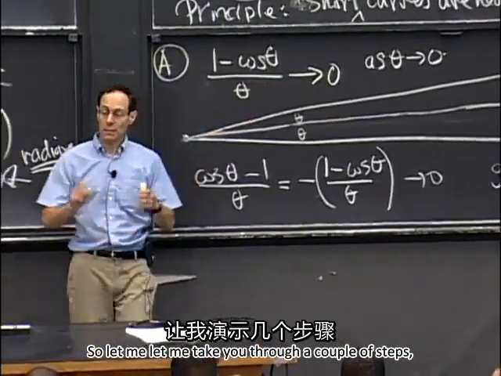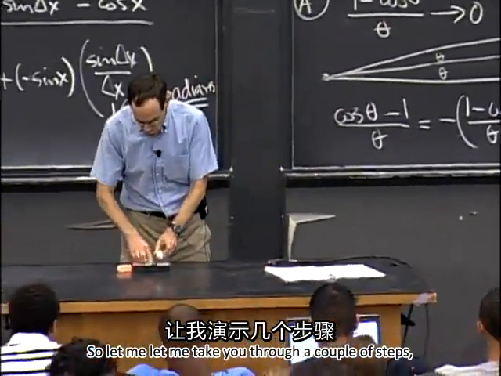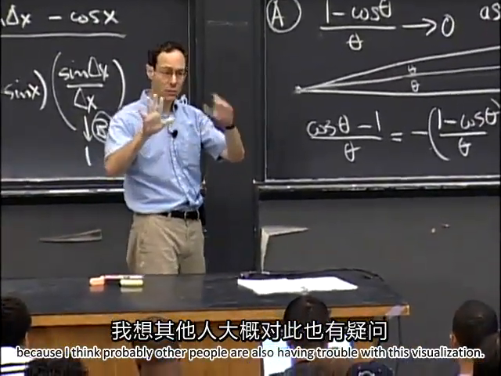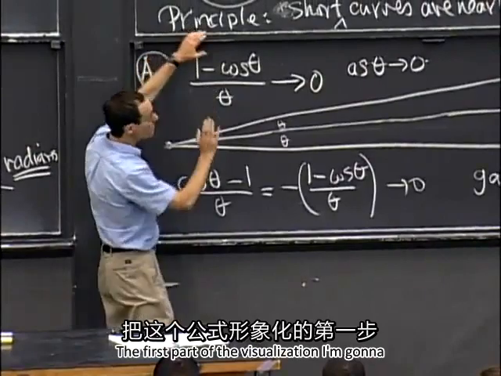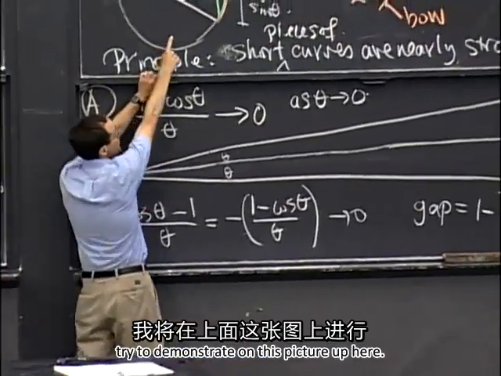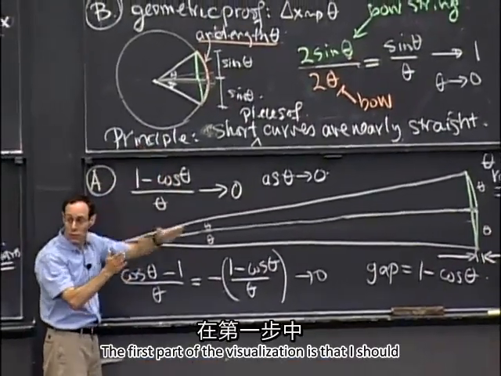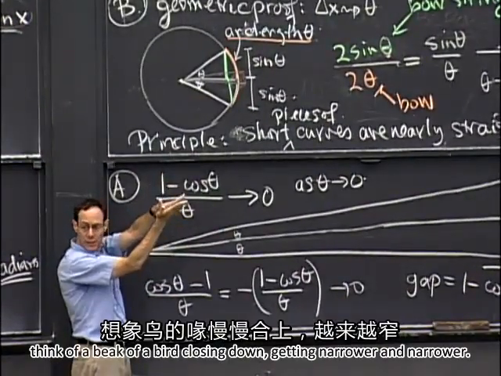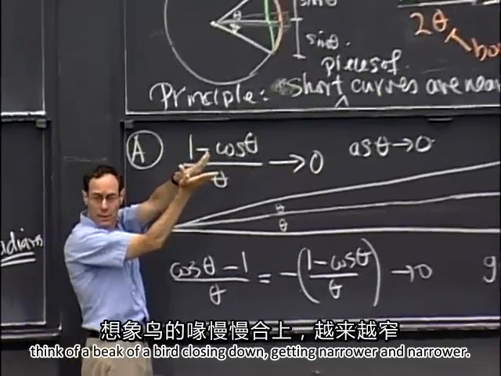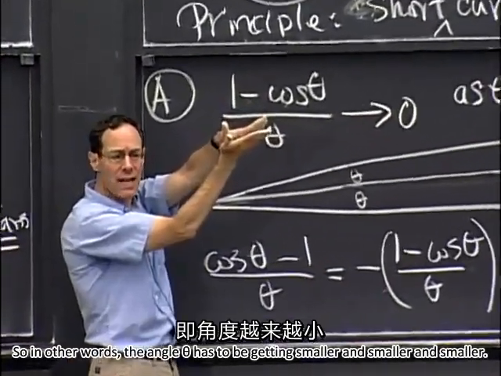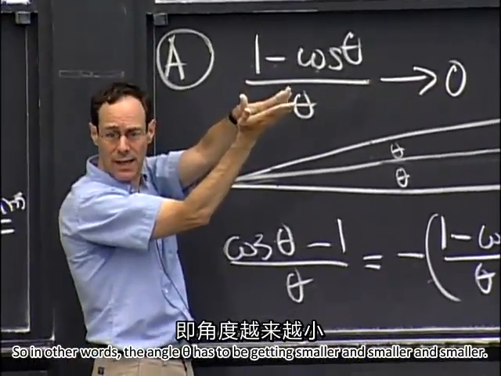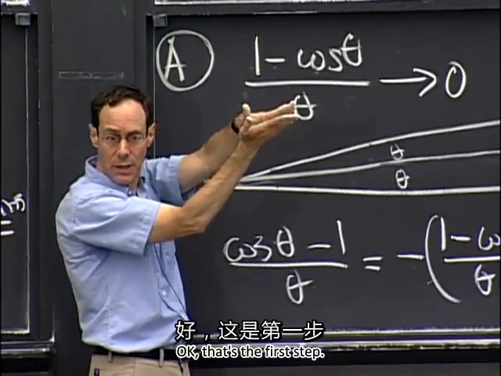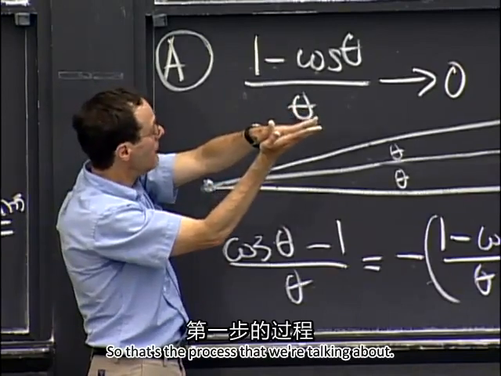Okay, so the question is, it's hard to visualize this fact here. Let me take you through a couple of steps, because I think other people are also having trouble with this visualization. The first part of the visualization, I'm going to try to demonstrate on this picture up here. I should think of the beak of a bird closing down, getting narrower and narrower. In other words, the angle theta has to be getting smaller and smaller. That's the first step. So that's the process we're talking about.